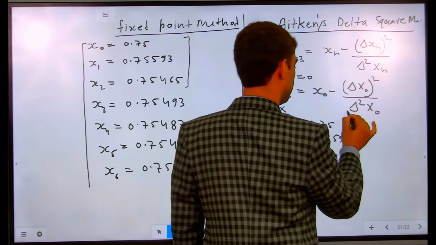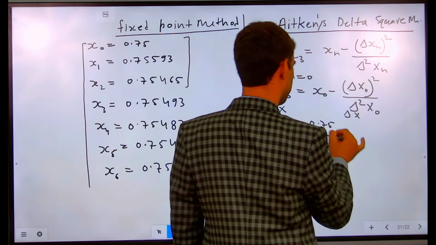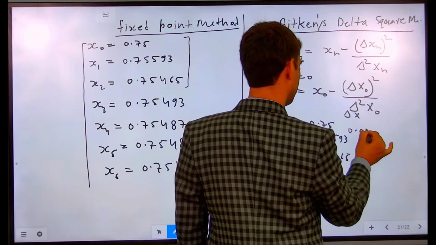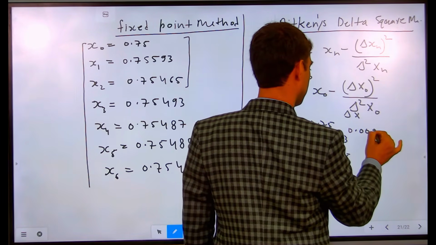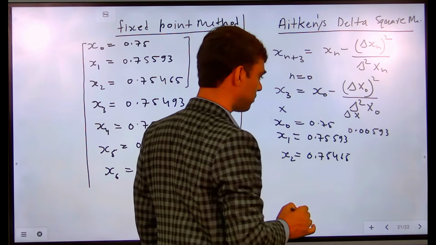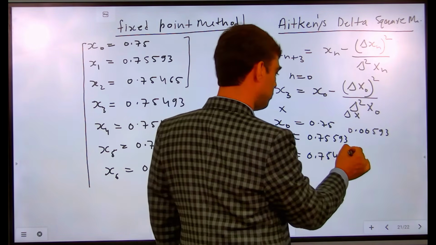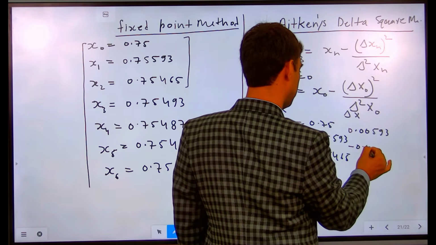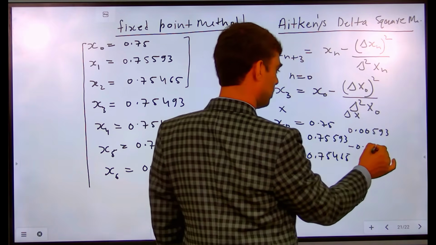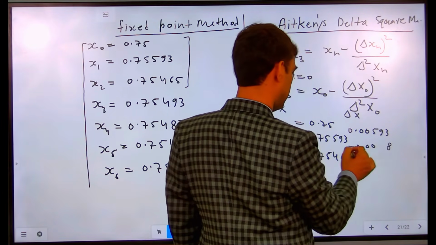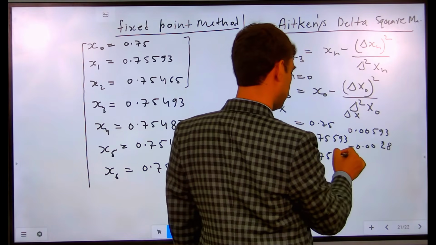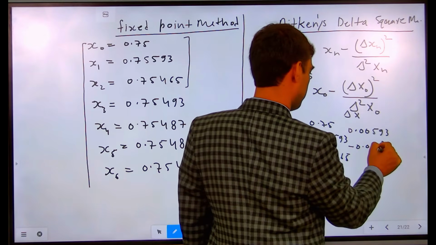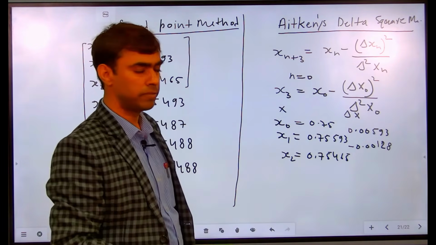So these are the values of x. Here we find delta x, which means the difference of these two. The difference of these two is 0.00593, and the difference of the next two is, since this one is larger, 0.00128. This is the first order difference.